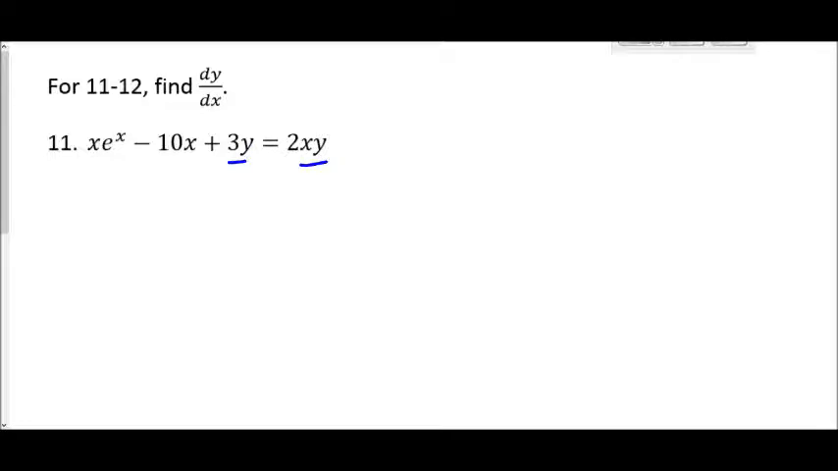That means that whenever we take the derivative of y, we need to make sure that we are writing dy dx. So when we are doing this, we go step by step and take the derivative of everything, and then we will solve for dy dx and get it by itself. So first, we need to take the derivative of x e to the x.